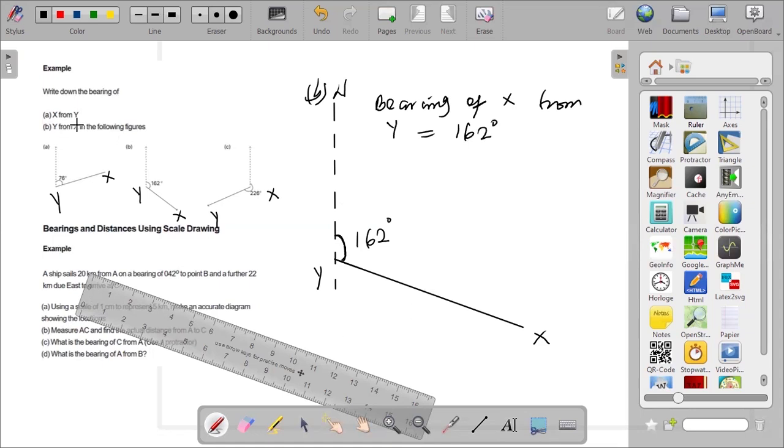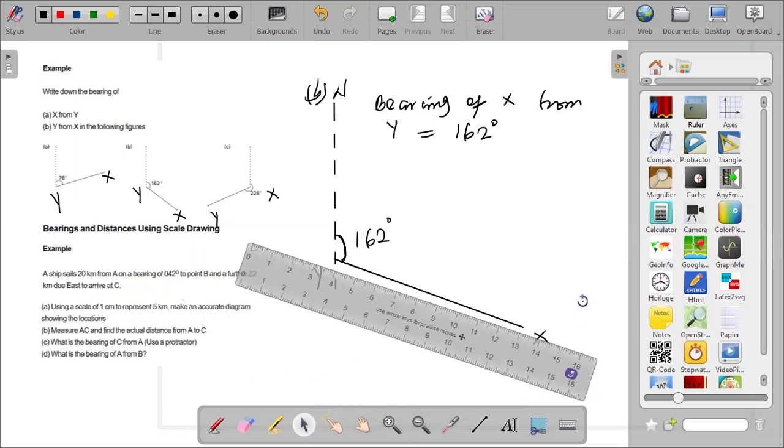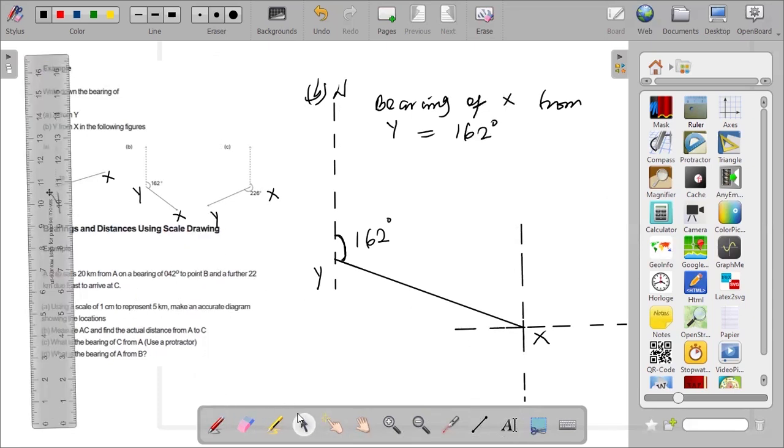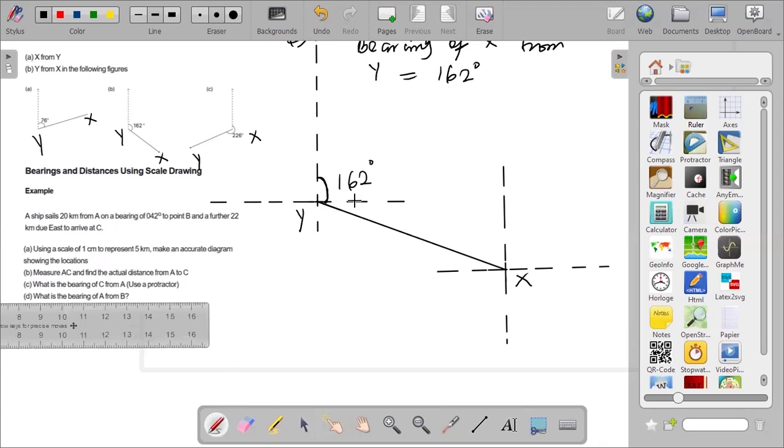Now the question says y from x. To get y from x, you need to draw a cardinal point at point x also. Let's complete something here, I want to make a reference. What can you say about this small angle here and this small angle here? They are alternate angles, so they are equal. You need to get the value of that angle. How do we get it?